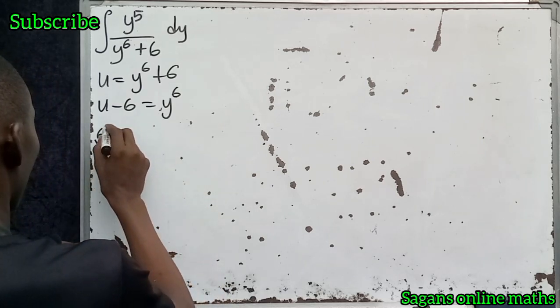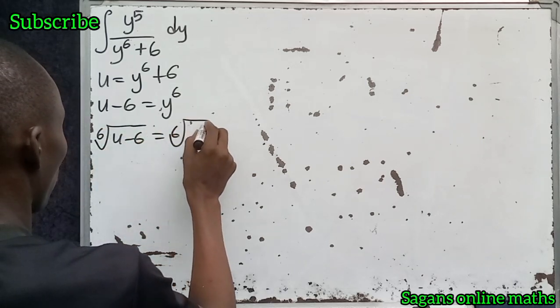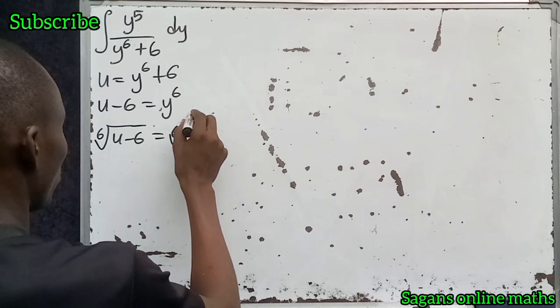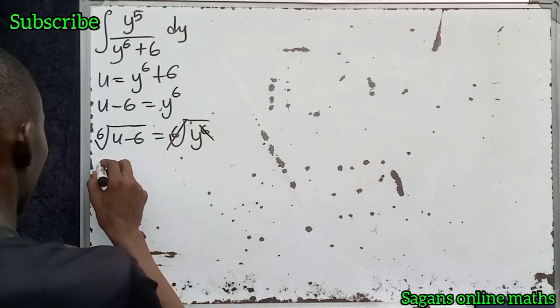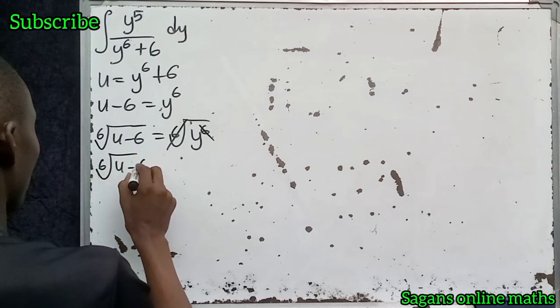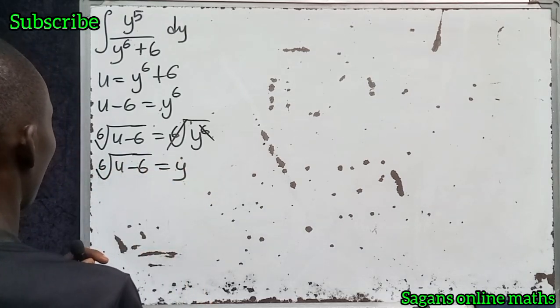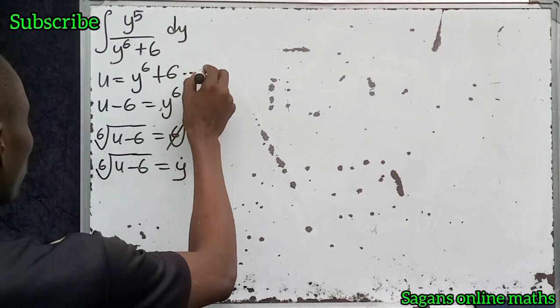So the 6th root of u minus 6 is equal to the 6th root of y to the power of 6. Now this will cancel out this, right? Now see that the 6th root of u minus 6 is equal to y. Wow, this is amazing, right? So we can call this equation 1.